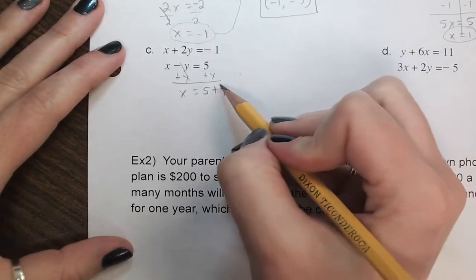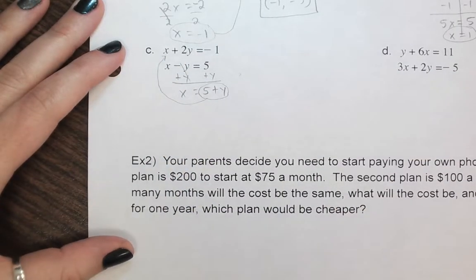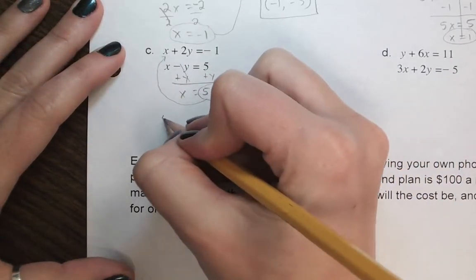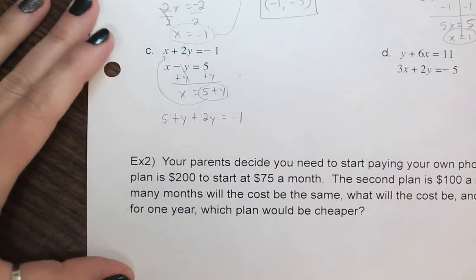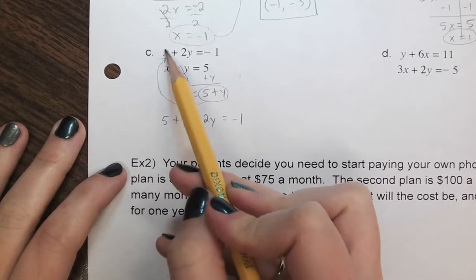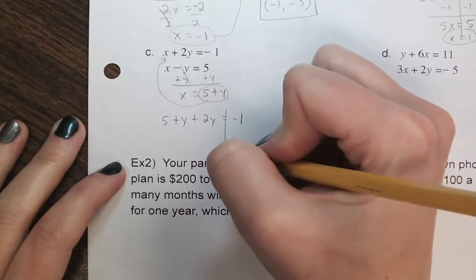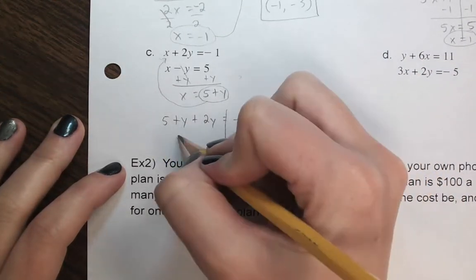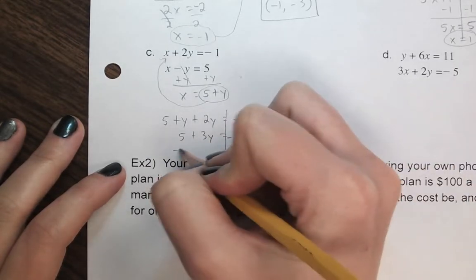Now that this is in x equals, I'm going to take this stuff and plug it in up here for x. So now I have, okay, so the only thing that changed was this got replaced by this. And now I'm simplifying and solving. Y plus 2y is 3y. I would subtract 5.